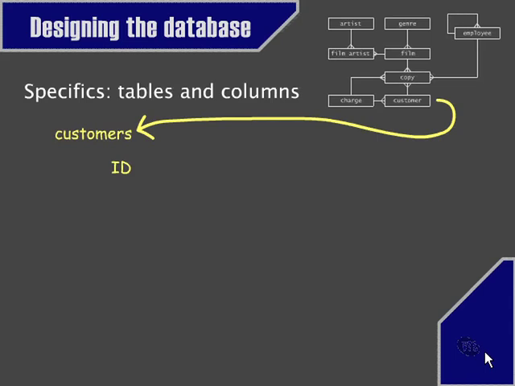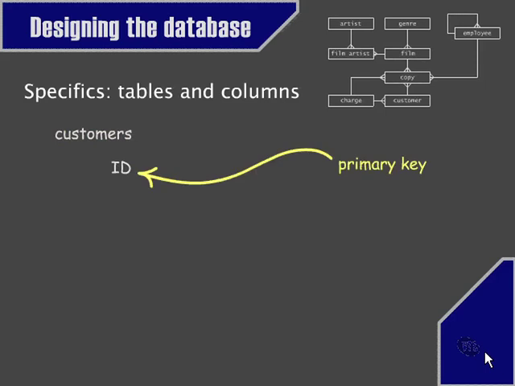The customers table will have, first of all, an ID column, and the ID column will be the primary key. This will probably be an integer and will be an auto-incrementing column. This will be a unique identifier for each of our customers.